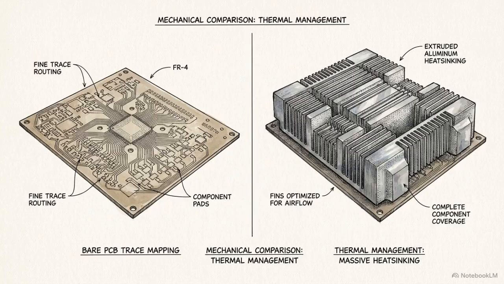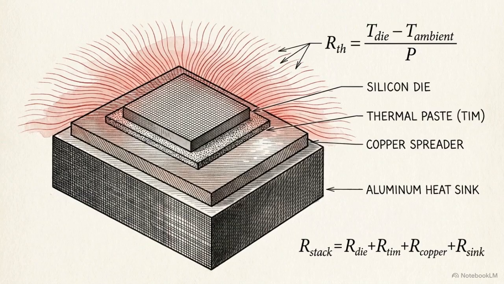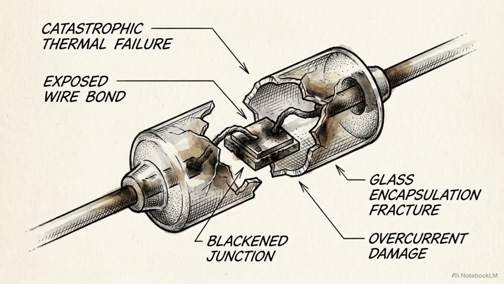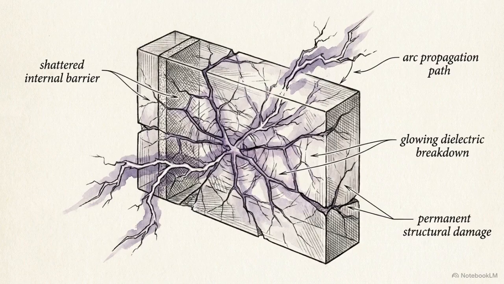To prevent this, PCB thermal management and heat sink sizing rely on the junction temperature equation. It proves that internal junction temperature is a direct function of power loss and the thermal resistance of the materials. Heat is one failure mode, voltage is another. If we apply extreme reverse voltage, the external electrostatic force becomes so severe that it physically shatters the internal barrier.